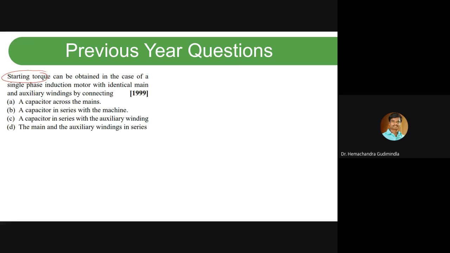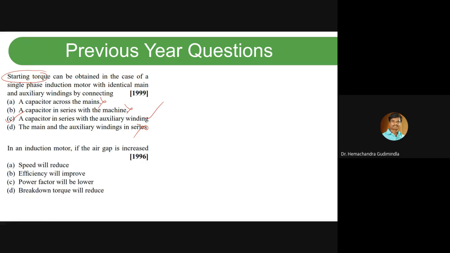What is the starting winding? Auxiliary winding. So capacitor across mains is not correct. A capacitor in series with the auxiliary winding, because the auxiliary winding is a starting winding. So option C is the correct answer. Next.